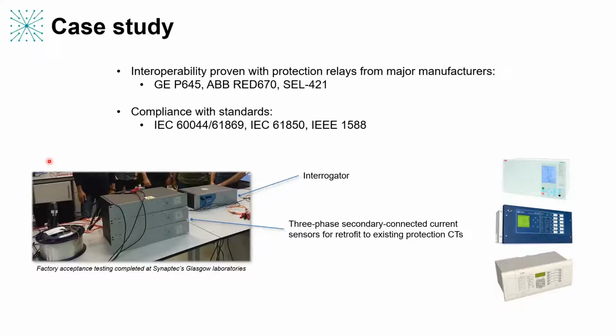Now in this installation, and as part of the testing to support it, the interrogator was tested to ensure it could receive data from all 9 current sensors over that total distance of 50 kilometers. And it publishes measurements in the IEC 61850 standard. So we were able to prove interoperability of the system with protection relays from GE, ABB and Schweitzer Engineering Laboratories. And we were able to prove compliance with the instrumentation, communication, and time synchronization standards as well. So it's fully tested against all the standards you would expect of this type of instrumentation technology.